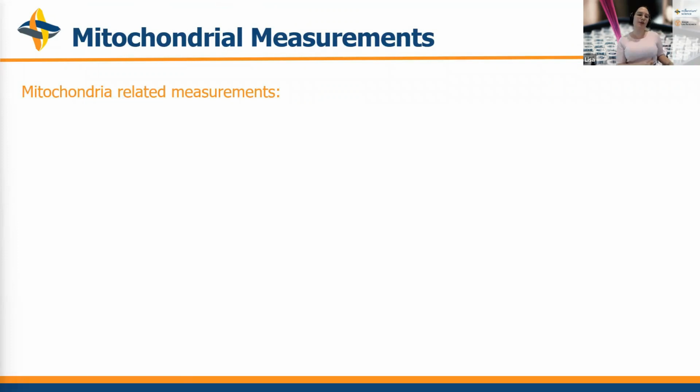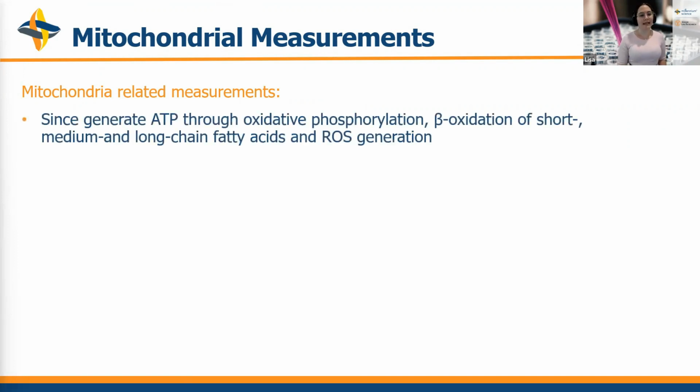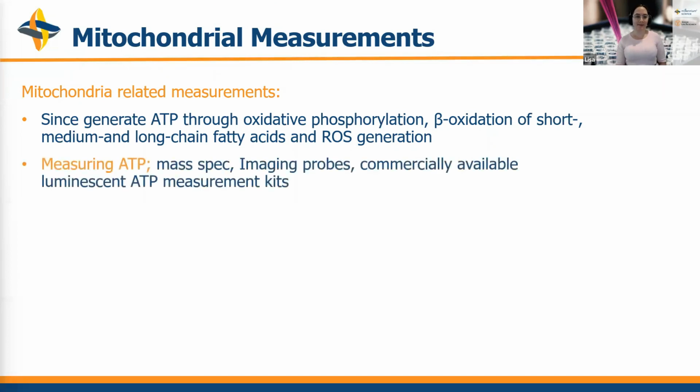So moving on from oxygen consumption, there are also several mitochondrial measurements that you can utilize in your laboratory. ATP is a prime example since it is ubiquitously generated from oxidative phosphorylation, beta oxidation, and reactive oxygen species. And there are several commercially available kits along with imaging probes and mass specs. So several ways in which you can measure ATP.